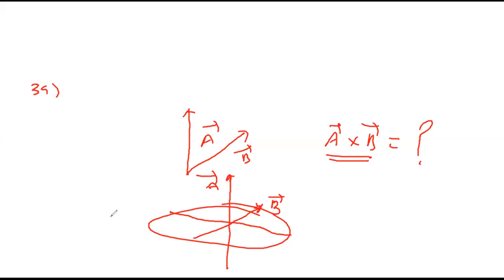Any answer? Zero. 0 can't be correct. 0 is only if they are parallel, and they are not parallel. See, if B is north, it lies in the horizontal plane. On the board we draw it like this, which is incorrect. It is in the horizontal plane. So this is north and this is vertically upward. So the angle between the two is 90 degrees. So it can't be 0, because in the cross product we get sin 90, and sin 90 is not 0.